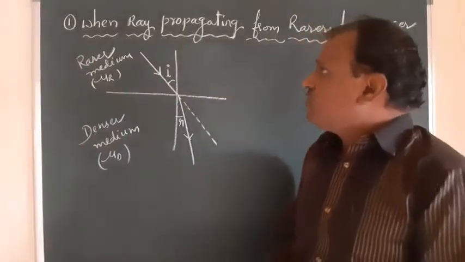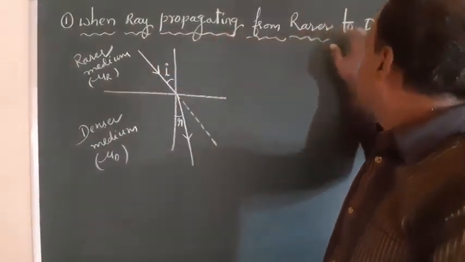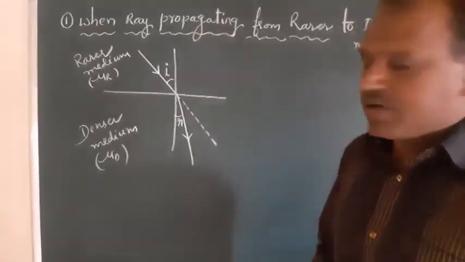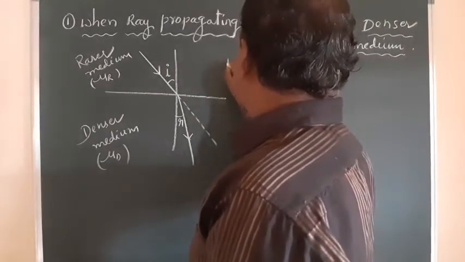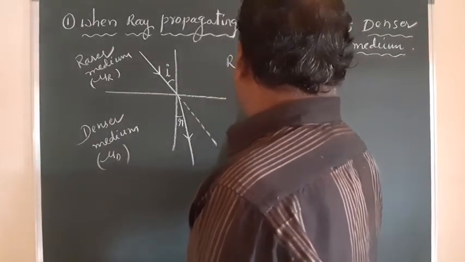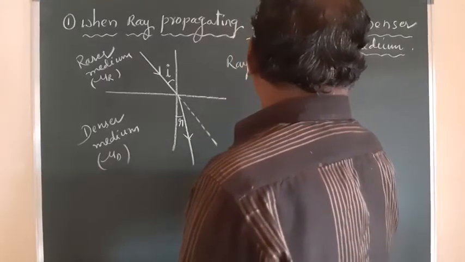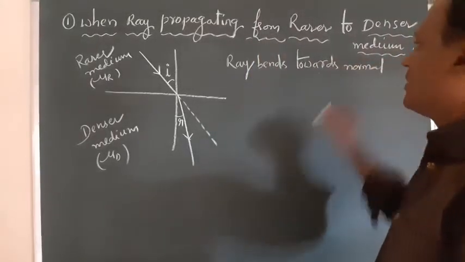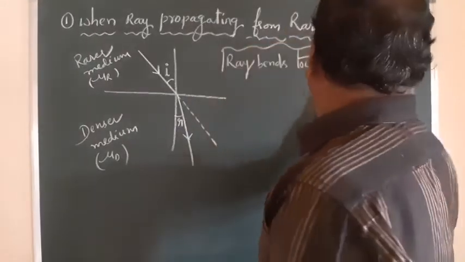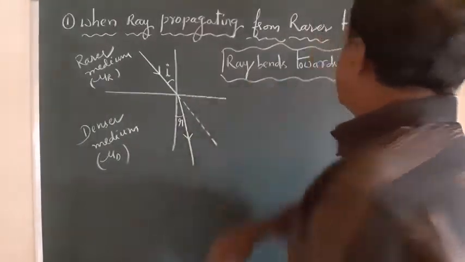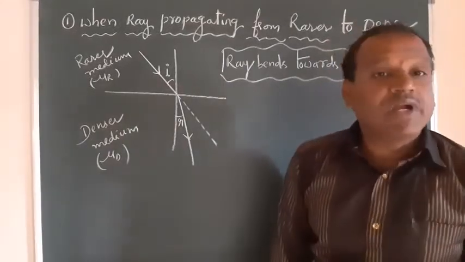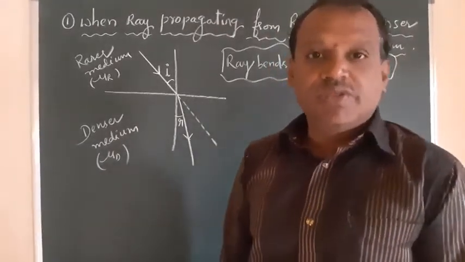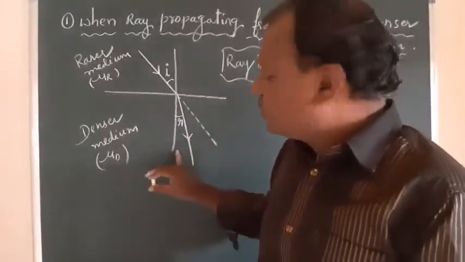Right. So here, whenever a ray of light is propagating from rarer medium to denser medium, the ray bends towards the normal. That you have to remember. So here, the ray bends towards the normal. Right? So this information is important. Whenever a ray of light passes from rarer medium to denser medium, the ray of light bends towards the normal.